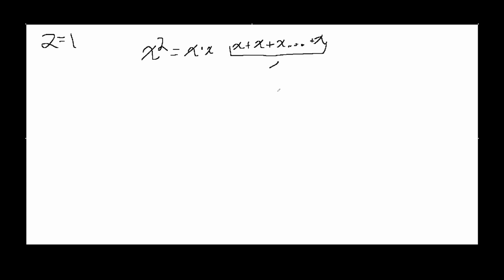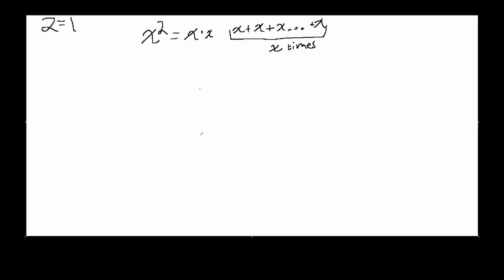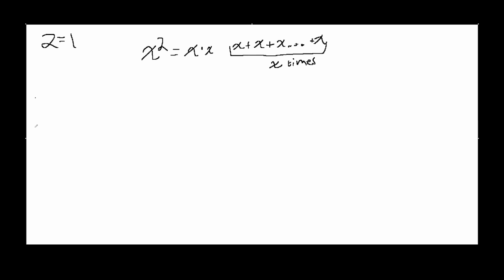x times. Okay. So we're gonna take the derivative of this x squared, which once again can be expressed as x plus x plus, I'm just gonna write dot dot dot x, right? And this is x times, okay? We're gonna pretend that this isn't here.